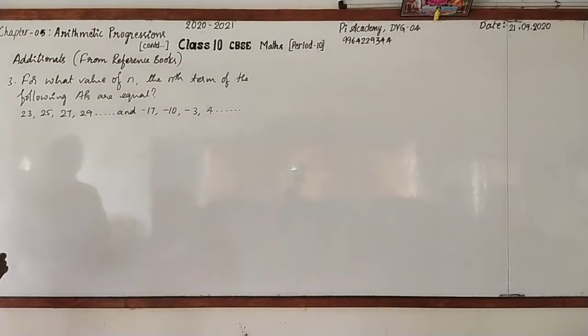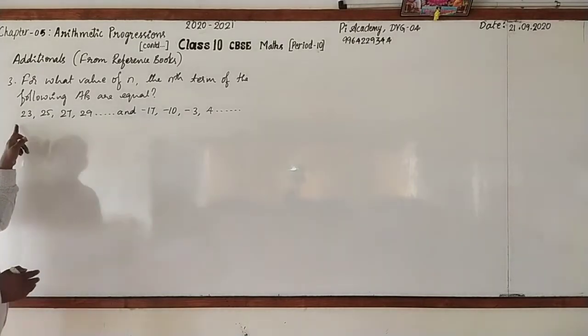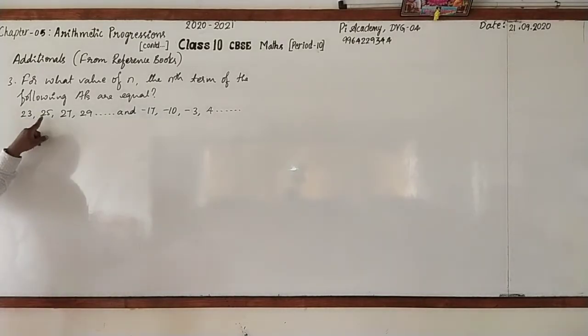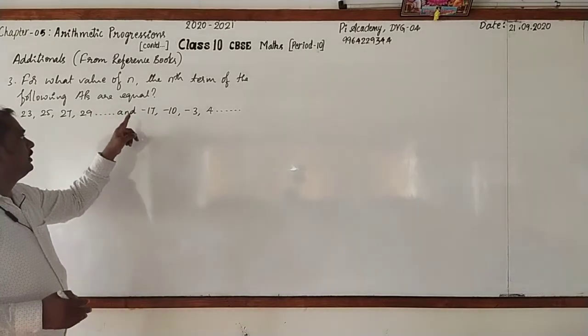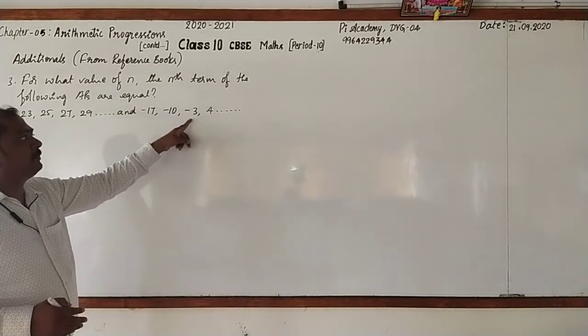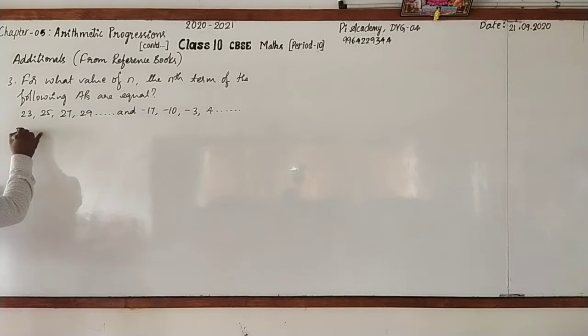Observe. Third one, you may go for copying this. For what value of n, the nth terms of the following APs are equal. Dear students, you can observe that here they have given two APs. So this is the first AP, 23, 25, 27, 29 and so on. And the second AP, minus 70, minus 10, minus 3, then 4 and so on. Let us go for writing these APs separately first.